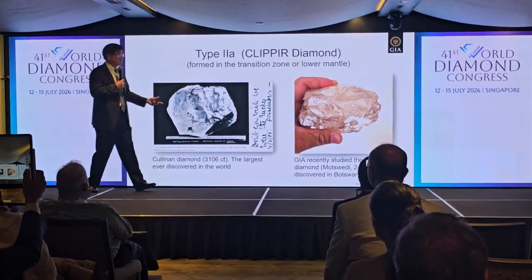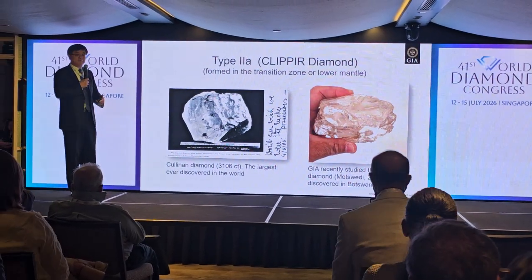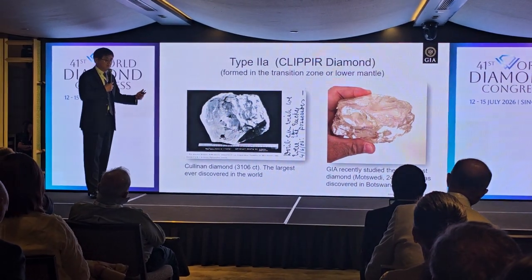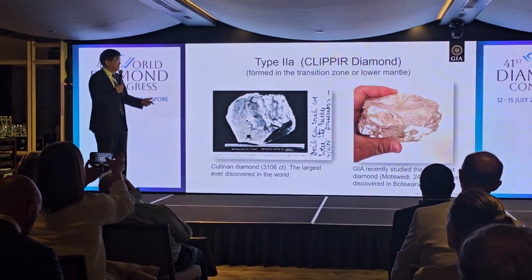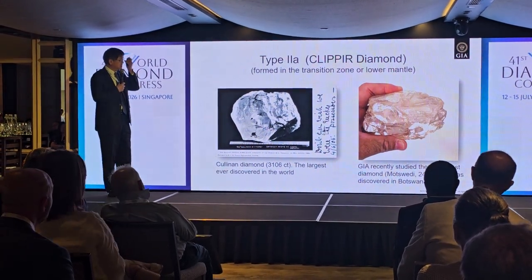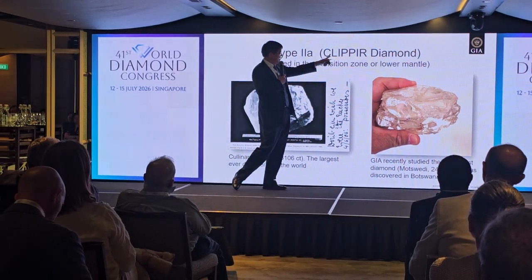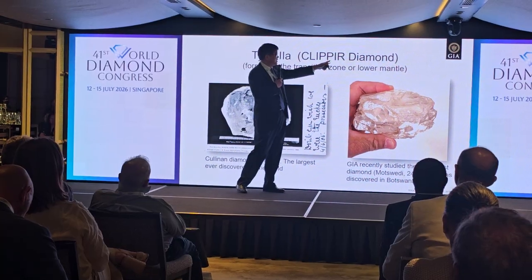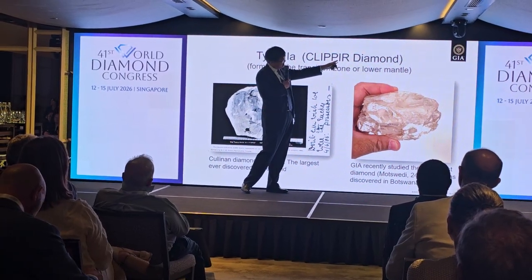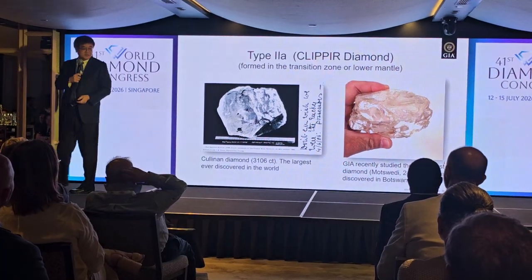It's called CLIPPIR diamond. Now if you talk about diamond miners, they all care a lot about it if they have CLIPPIR diamonds, because these are very high quality stones. For example, the Lesedi diamond, the diamonds from the Letseng mine. CLIPPIR stands for Cullinan-like, Large, Inclusion-Poor, Pure, Irregular, Resorbed diamonds. It's a group of special diamonds.